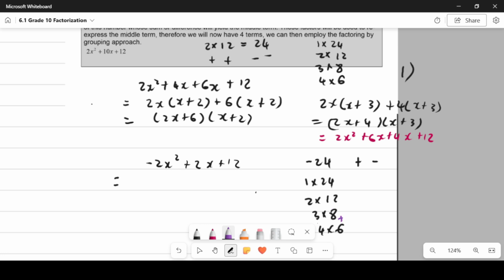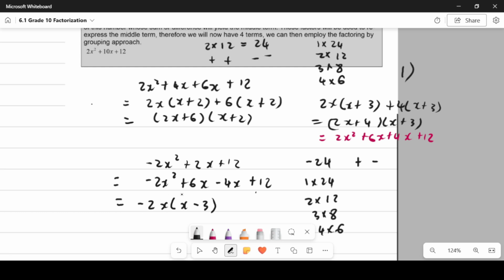5. Plus 6 minus 4 is what? 2. So therefore, I'll have minus 2x squared plus 6x minus 4x plus 12. And now, if you look at these two terms here, the HCF between these two terms will be minus 2x into x minus 3.